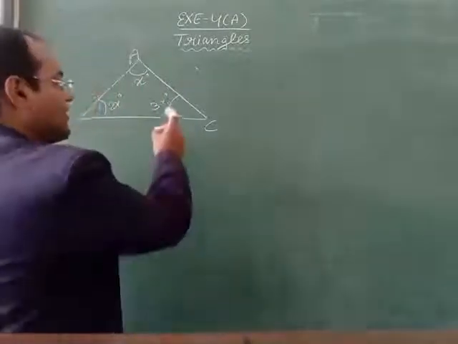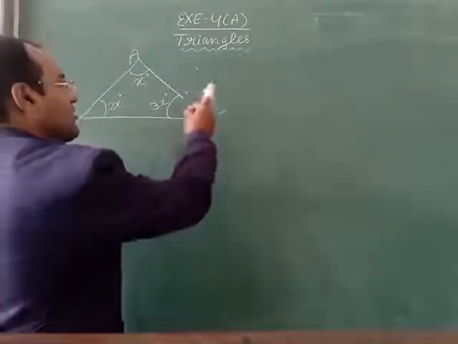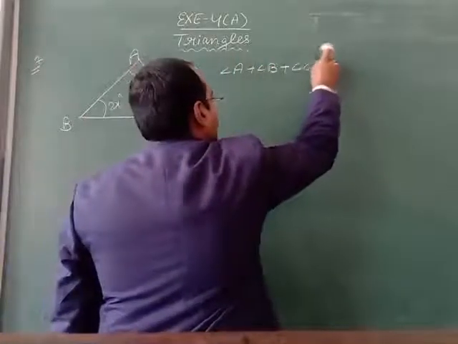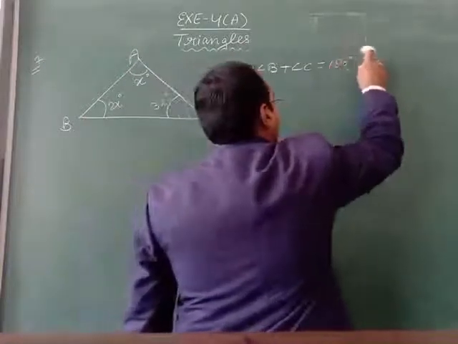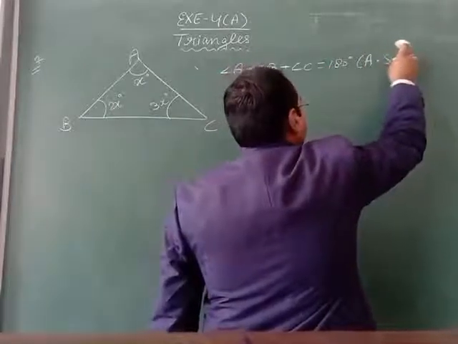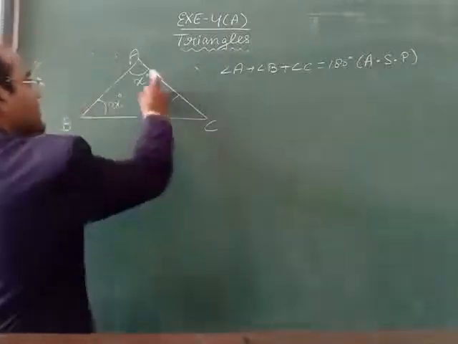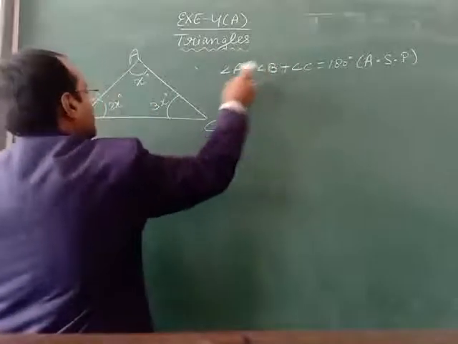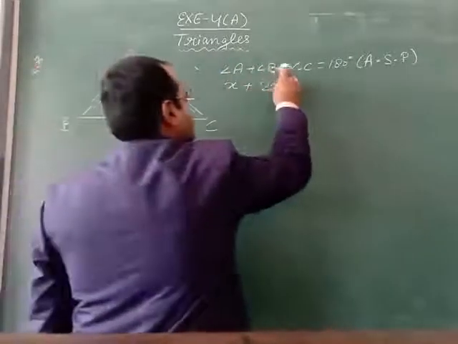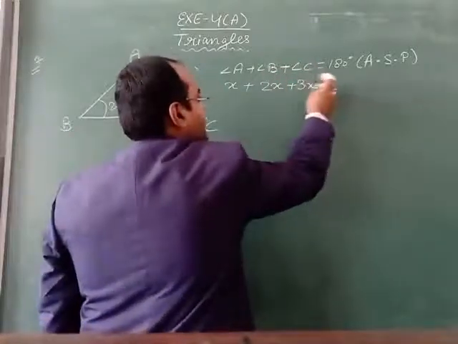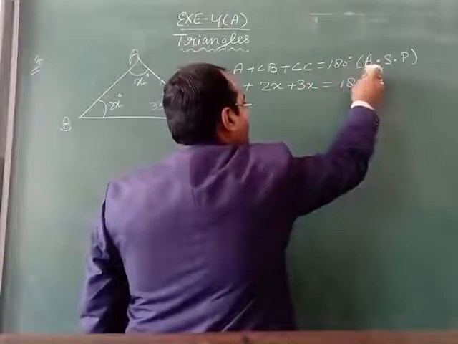So we will use the angle sum property. First of all, we will add all the three angles. Angle A plus angle B plus angle C is equal to 180. Angle sum property, the same property we are using here. A value is x, B value is 2x, C is 3x. So the sum of these three will be equal to 180 degrees.